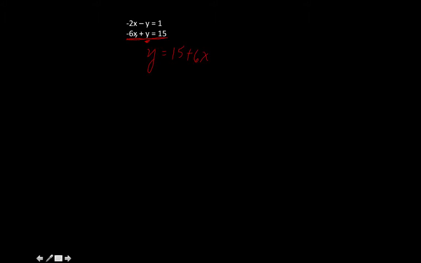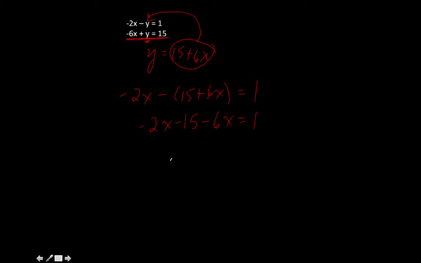It came from this one, so I need to plug it into the other one there. So minus 2x minus, and then I plug in the 15 plus 6x equals 1. So minus 2x minus 15 minus 6x is 1. So minus 8x minus 15 is 1. So I'm going to add 15 to both sides. Minus 8x is now 16.